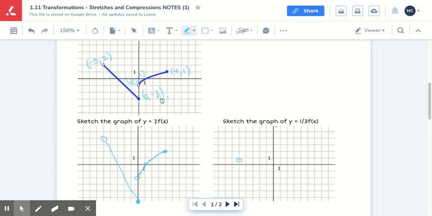Next point was at (0, -3). So I'm taking the y value only and multiplying it by 1/3. So -3 times 1/3 is -1. So this point would be at (0, -1). And then those two are connected with a line segment.